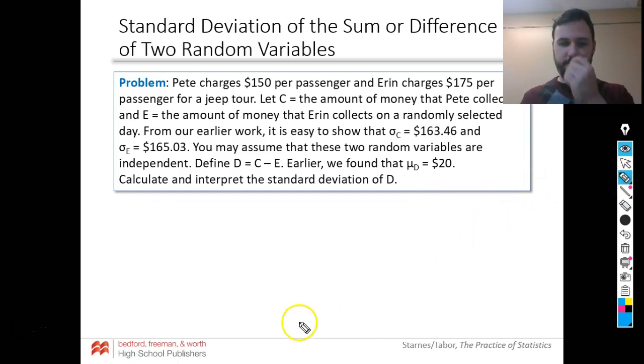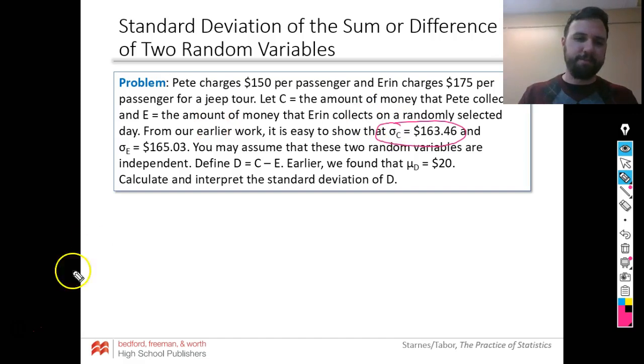So let's think about this. So we take the standard deviation of Pete. By the way, pause. Please pause. So that's the state. Please pause, read the questions. Don't come to me and be like, I have no clue what's going on. Alright, so there's Pete's standard deviation. Here's Aaron's. D is going to be C minus E.